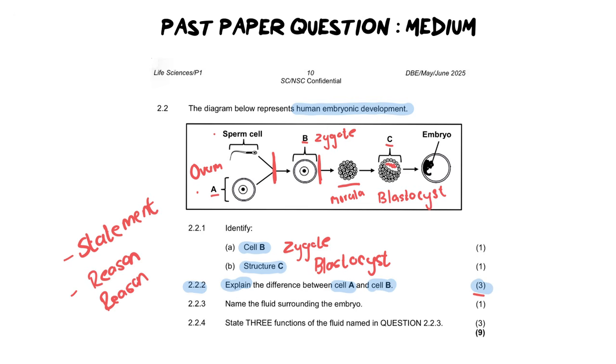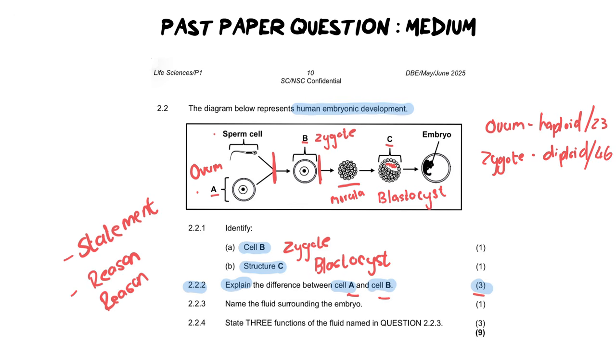So let's do the obvious. What is the difference between cell A and cell B? So cell A is an ovum. What is an ovum? Well, an ovum is haploid, right? Whereas B is a zygote, and that is diploid. Now, saying that it's haploid or diploid would get you 2 marks. You could, of course, give the chromosome numbers as well if you wanted to, but that only gets you 2 out of the 3. What do you have to say to get the third mark?